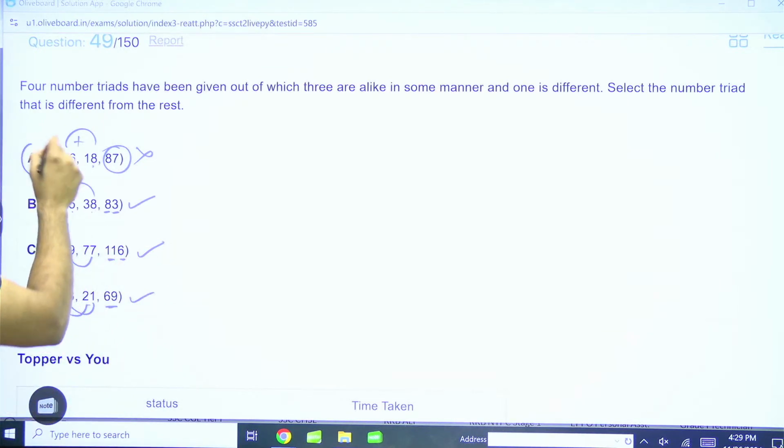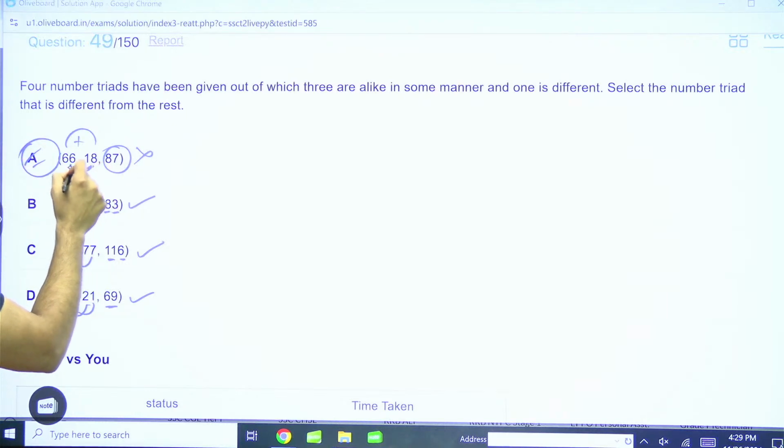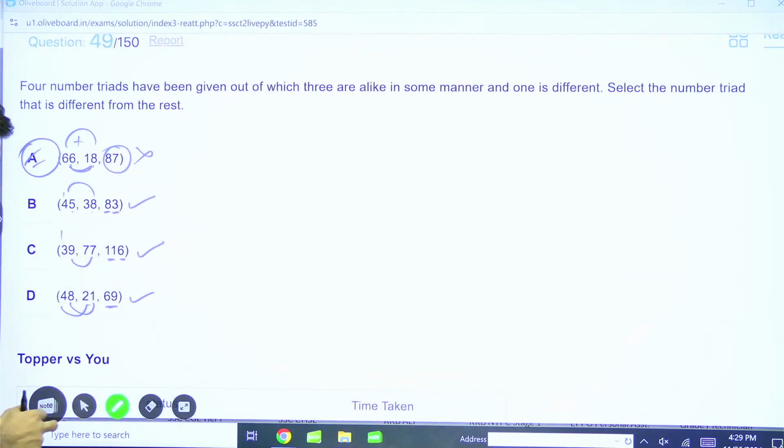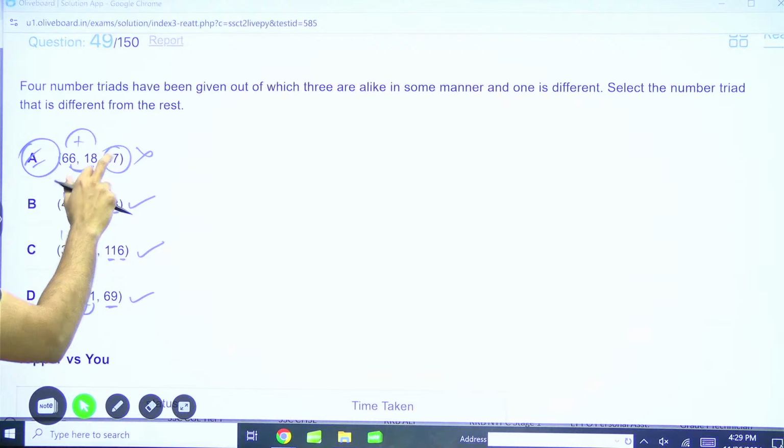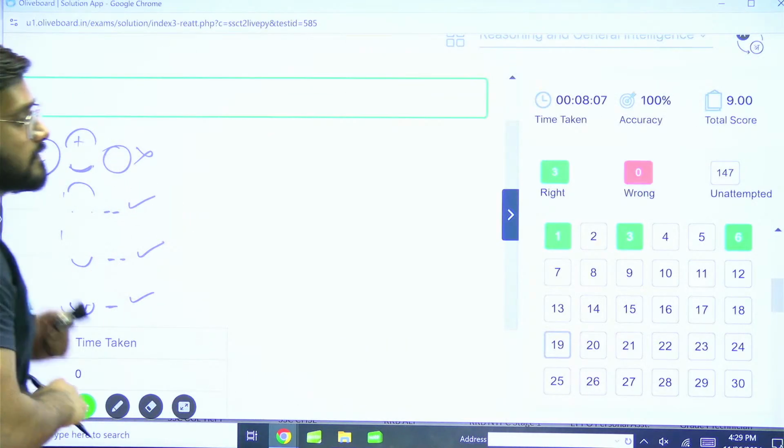So the odd one out should be A, because the sum of the first two numbers is not equal to the third number in option number 1. So let's mark A. Yes, A is the right answer.